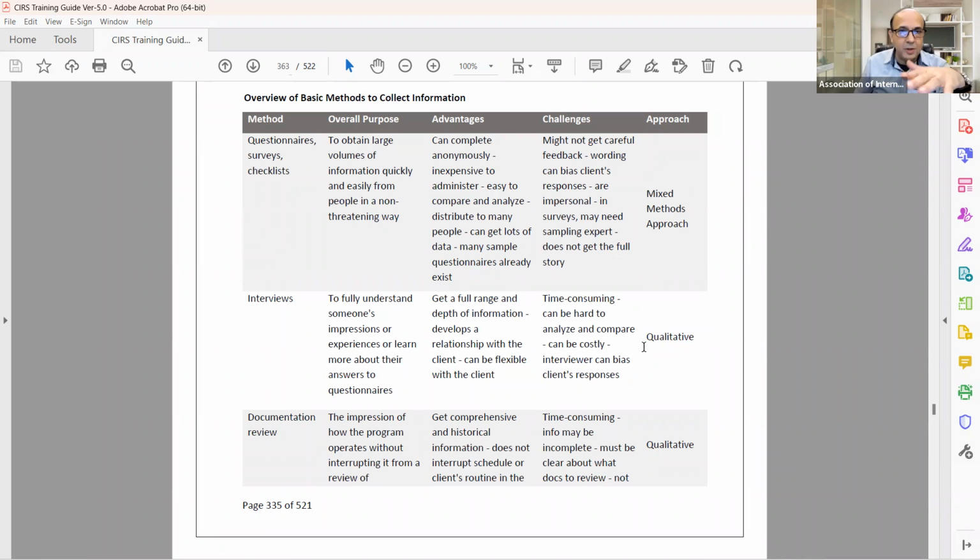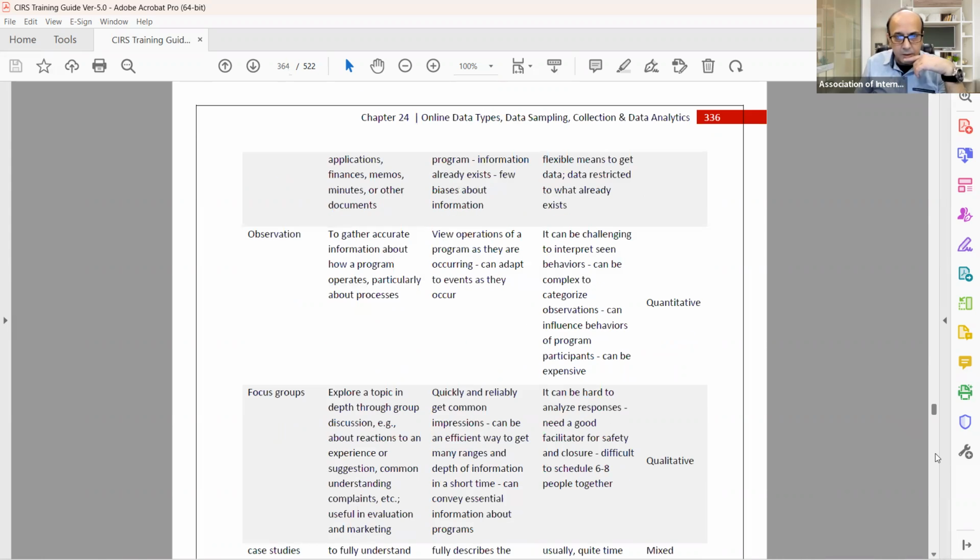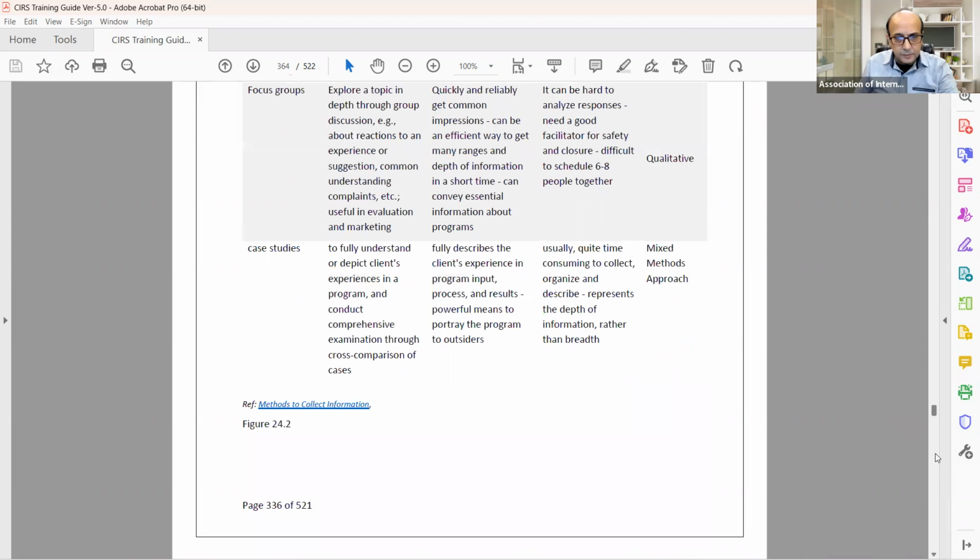I mean, every situation is different. Even in interviews, there could be a brief survey that you can give them quickly as part of the interview, where perhaps some of the questions can be quantitative. Anyway, qualitative is what prevails here in the interviews. Qualitative again in documentation. These are all collection methods: observations, focus groups, case studies. Okay.